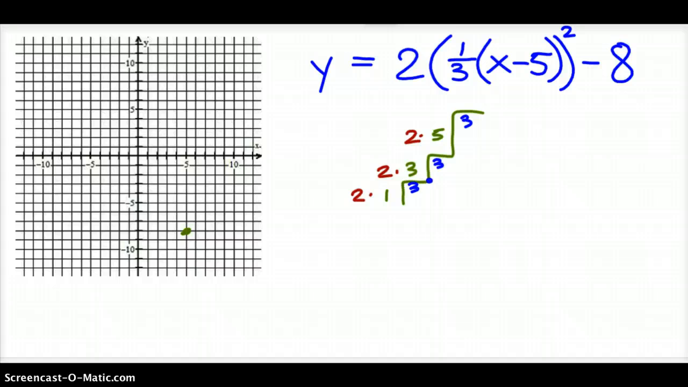So from there, you put your points, and you're going to go 2 times 1 is 2, 2 times 3 is 6, 2 times 5 is 10. So I would go up 2 and over 3. And then I would go up 6 and over 3. And I can't go anymore. And I do the same thing going to the left. I can connect my dots to draw my graph.